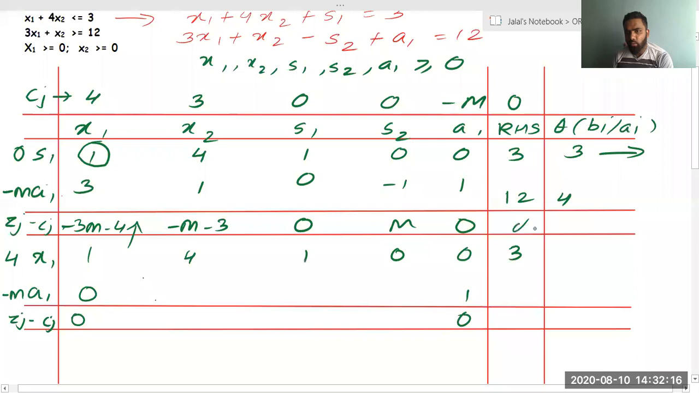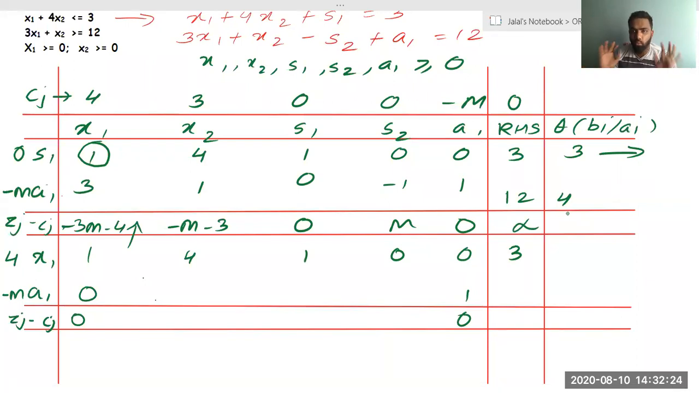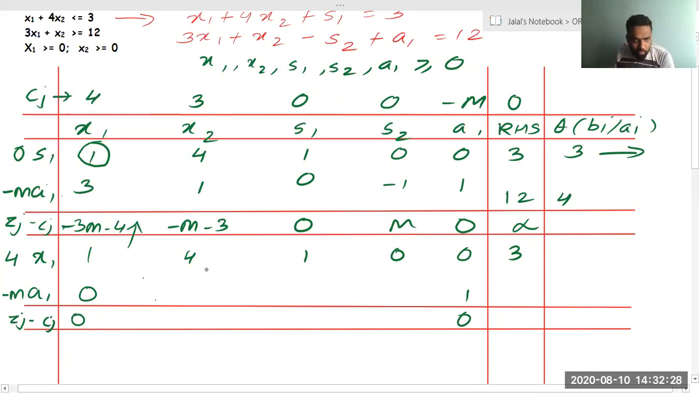I have told you we need not find this value. This is actually not required because this is an imaginary value. We need the value which is eliminating a from its solution. Then only we will try to find that value. Okay. Now we will try to find all these values.